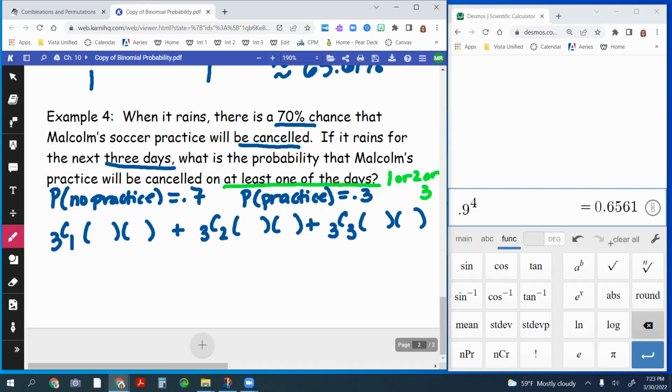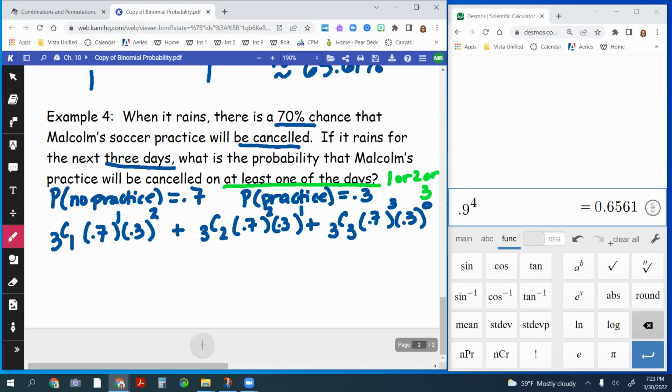Now for 3 choose 1, that's one success, and our success is having no practice. That's going to be to the power of 1, which means having practice is going to be 0.3 to the power 2, because 1 plus 2 is 3. Now 3 choose 2 is going to be 0.7 chance of practice being canceled. That would be 2 days canceled and 1 day not canceled. And then 3 choose 3, 0.7 to the 3. That means all 3 days are canceled, and so 0 days are not canceled. Okay, the 0 days we have practice.